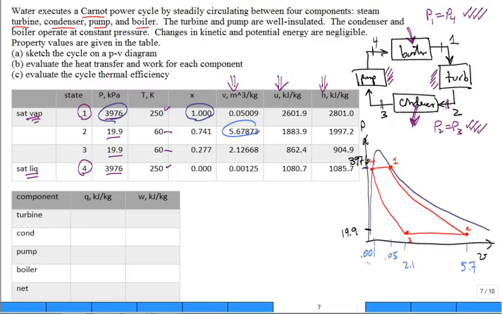Next part B, evaluate the heat transfer and the work for each component. How many components? Boiler, turbine, condenser, pump. 4. Q and W for each of them. I have to have 8 things to calculate, true? So I'll put it in this table. The component: turbine, condenser, pump, boiler. In that table, 2 of them are really easy. The Q's for the turbine and the pump, they are well insulated. There's no heat transfer per unit mass flow through them.